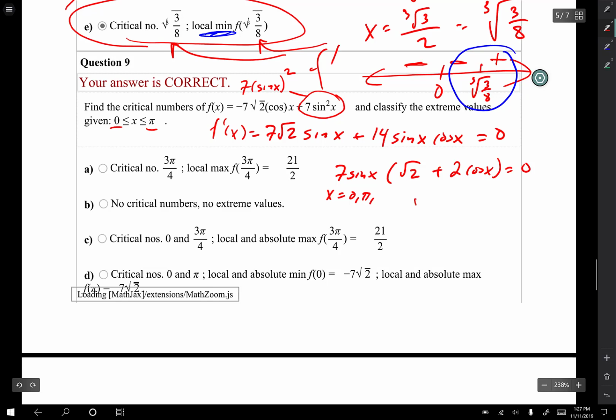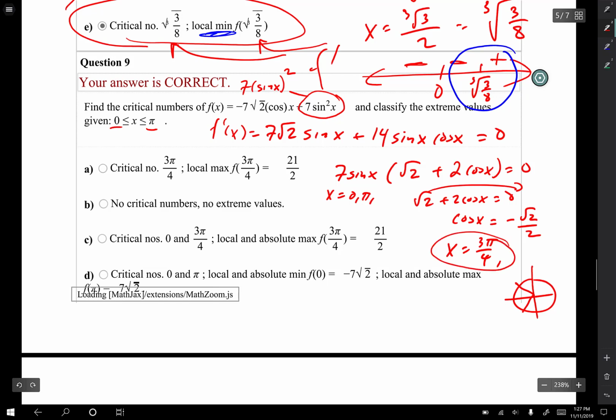And then square root of 2 plus 2 cosine x equals 0. Move the square root of 2 to the right, divide by 2. So cosine x equals negative square root of 2 over 2. On the unit circle, that happens in quadrant 2 and quadrant 3. So x equals 3 pi over 4. Who cares about quadrant 3 because you're looking between 0 and pi. So that's my critical point.